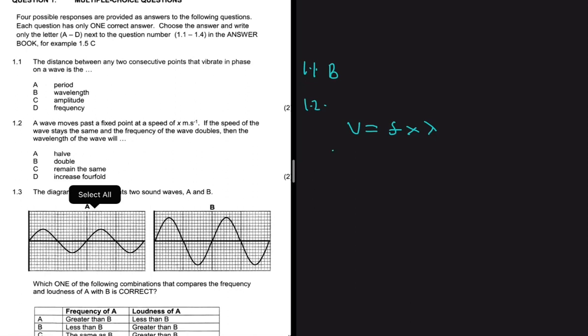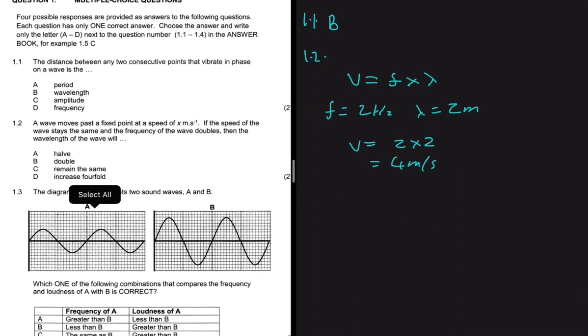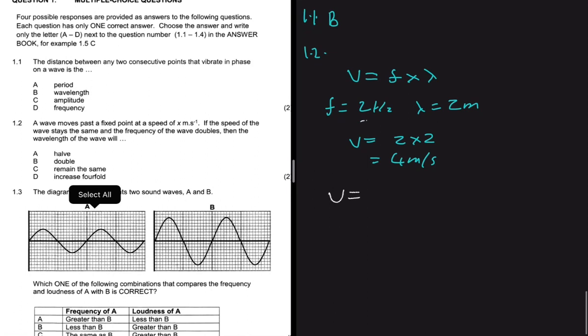So let's say our initial frequency was 2 hertz, and our wavelength was 2 meters. So V would be 2 multiplied by 2, which is equal to 4 meters per second. But now it is said that the frequency has been doubled, but the velocity remains the same. So instead of 2, we're going to have 4 hertz, and we need V to still be 4 meters per second. So the wavelength now has to be 1 meter so that the velocity remains 4 meters per second.